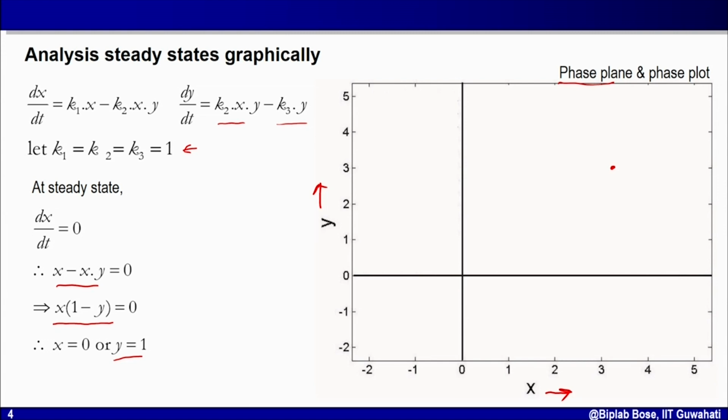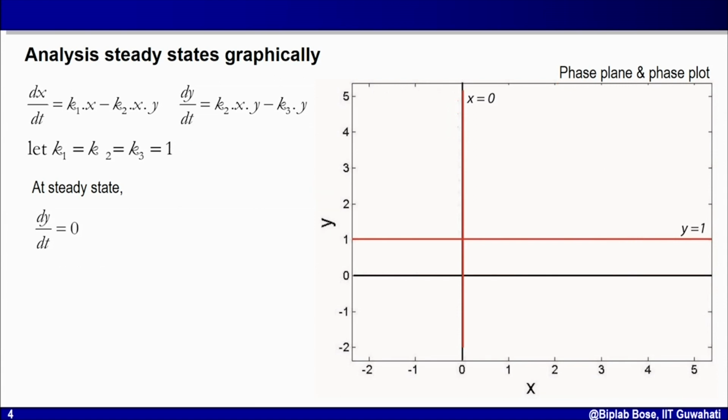So look back at the steady state relation. At steady state dx dt is equal to 0. From that we have got x equal to 0 and y equal to 1. So let us plot this on this phase plane of x versus y. How would they look? x equal to 0 is this vertical line. At all these values x is equal to 0, and this red horizontal line here is y equal to 1.